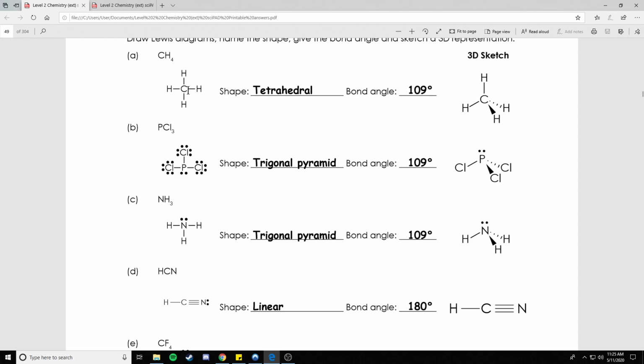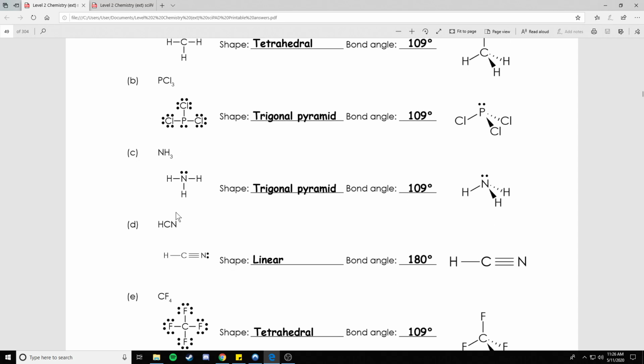This is our Lewis diagram. We've got 4 regions of electron density. All of the regions are bonding. We've got no unbonding regions, meaning our shape is tetrahedral with a bond angle of 109, and our 3D shape will look like this. Remember, this wedge that's filled in means it's coming towards us. This dotted line going away from us means it's going away from us.